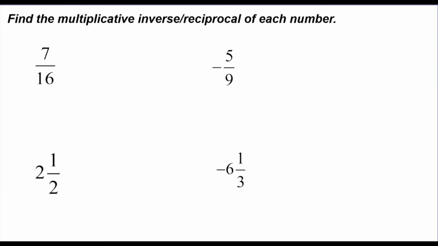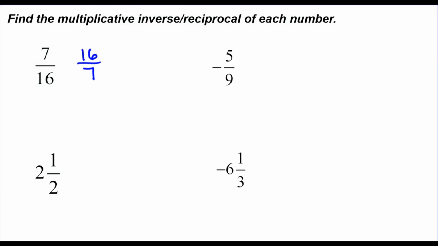So let's just practice on these numbers here. Let's find the multiplicative inverse, or the reciprocal, of each number. It's really easy to do. You just basically take the fraction and flip it over. So the reciprocal, or the multiplicative inverse, of 7/16 is 16/7. I just flip that fraction over, and the numerator and the denominator exchange places. So you can see that if we multiply these together, I'm going to have 7 times 16 in the numerator and 16 times 7 in the denominator, which is going to be the same thing. So that's going to equal 1.